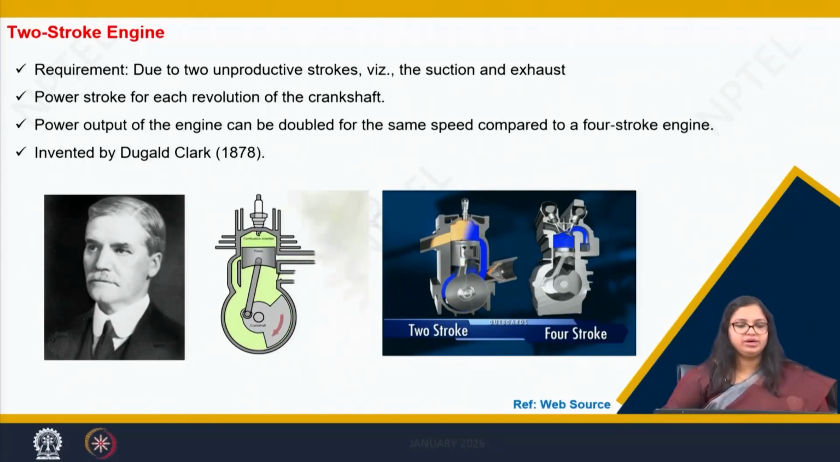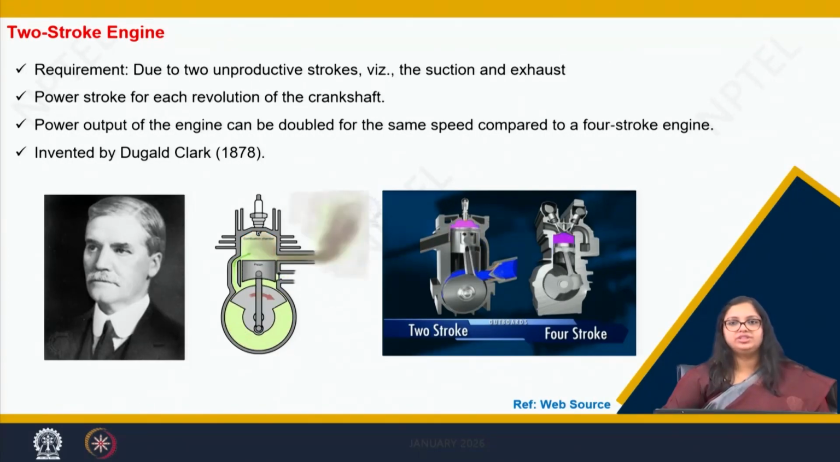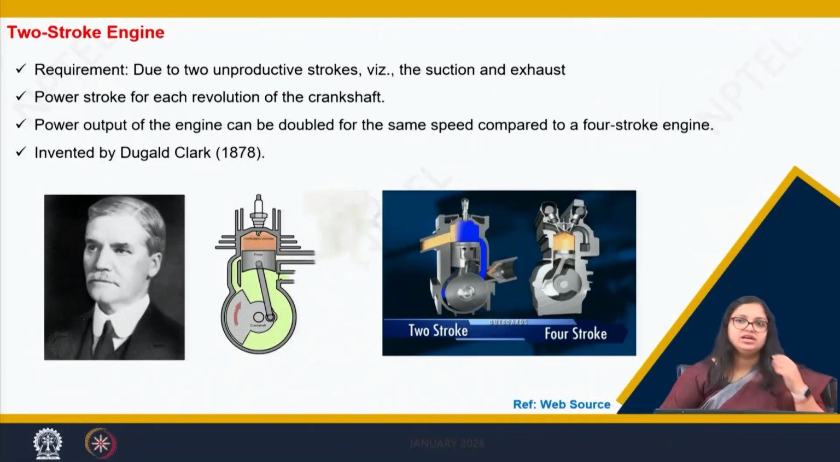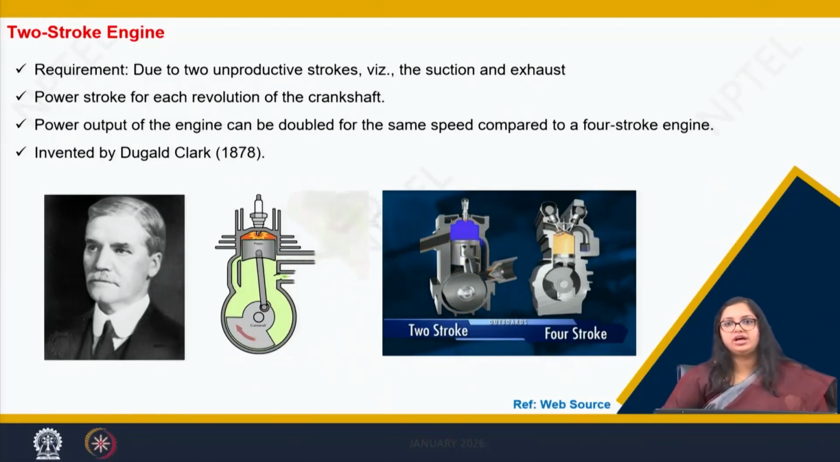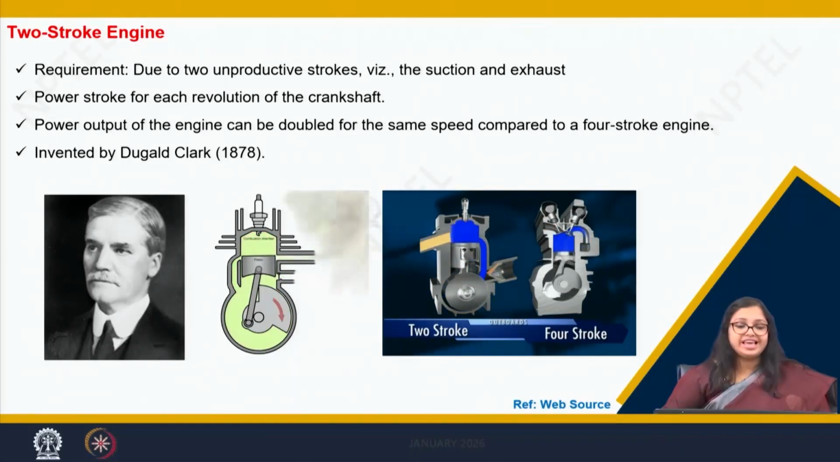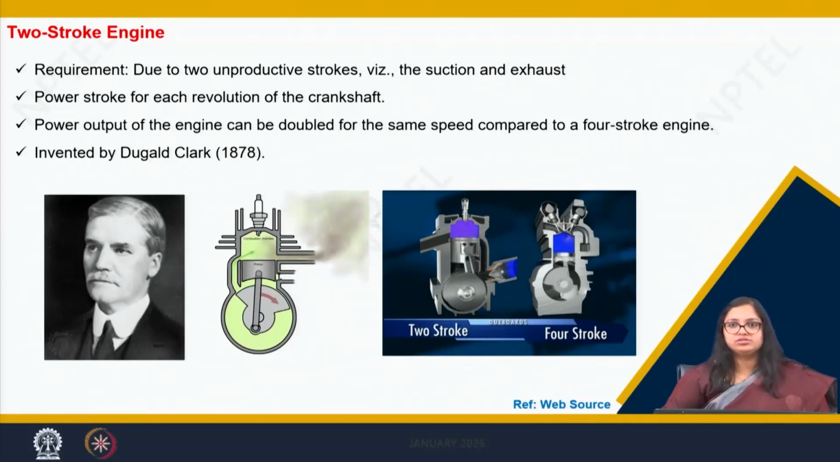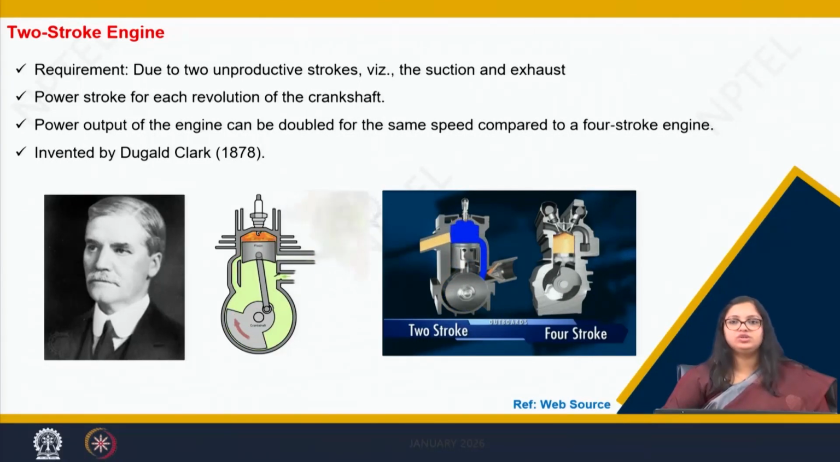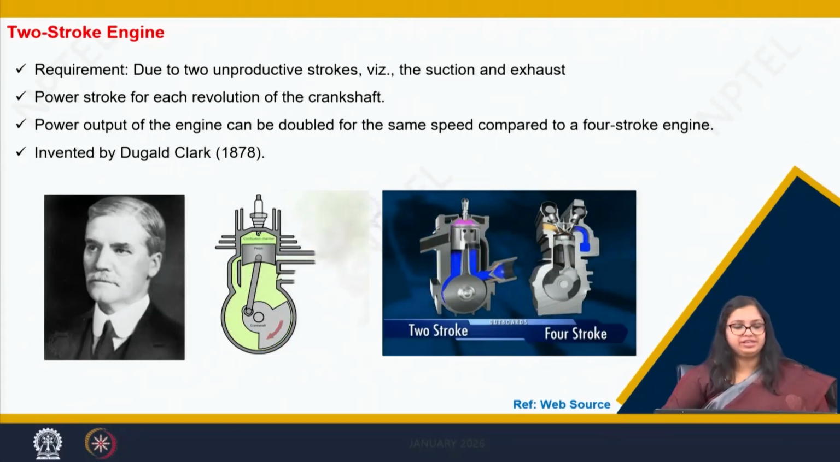Well, when we talk about a 4-stroke engine, as we understood, there are 4 processes that are involved, that is the intake, compression, expansion and exhaust. Our expansion process is a power stroke. Now the same 4 processes also happen in a 2-stroke engine. However, what is the difference? The difference is in a 2-stroke engine, 2 processes happen simultaneously.